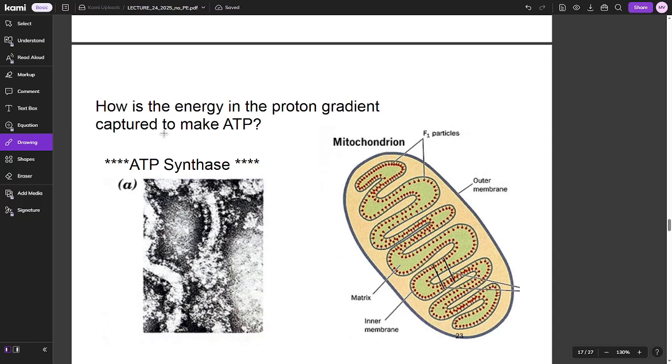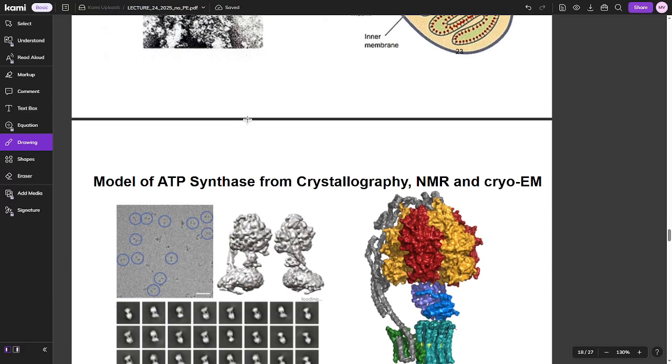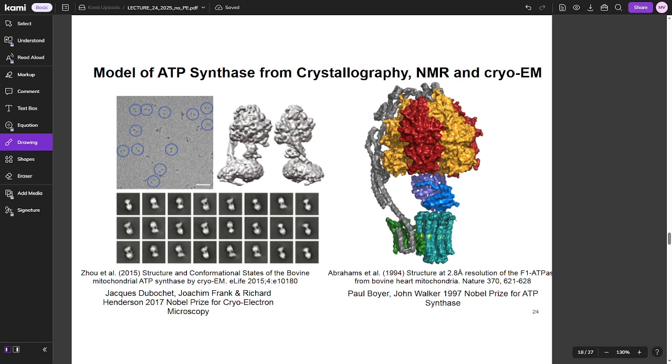So the question is now, how do we actually capture that energy to make ATP? We know that it's turned into ATP, but how is that happening? It's happening through this rotary machine, right? It looks like a wind turbine almost, or like a plane engine. And this is actually really cool. I really like these images, the crystallography images of the ATP synthases.